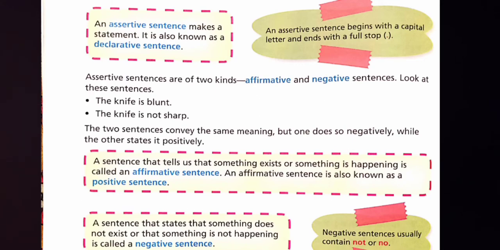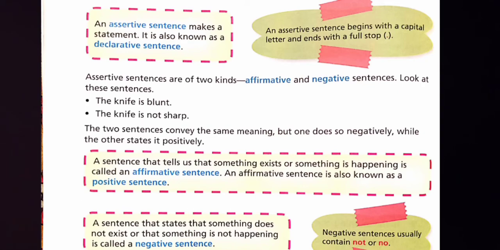The knife is blunt. The knife is not sharp. The two sentences convey the same meaning, but one does so negatively, while the other states it positively. A sentence that tells us that something exists or something is happening is called an affirmative sentence. An affirmative sentence is also known as a positive sentence.